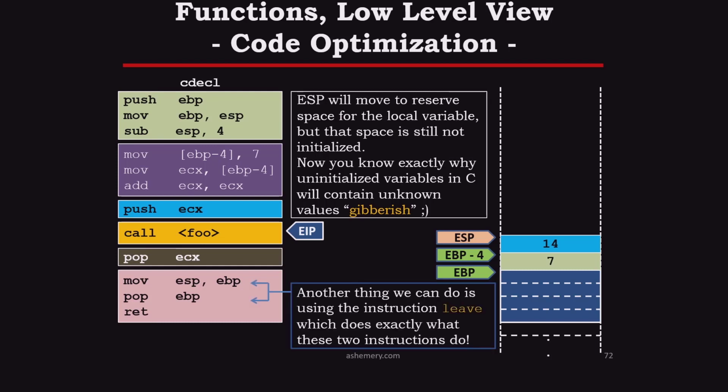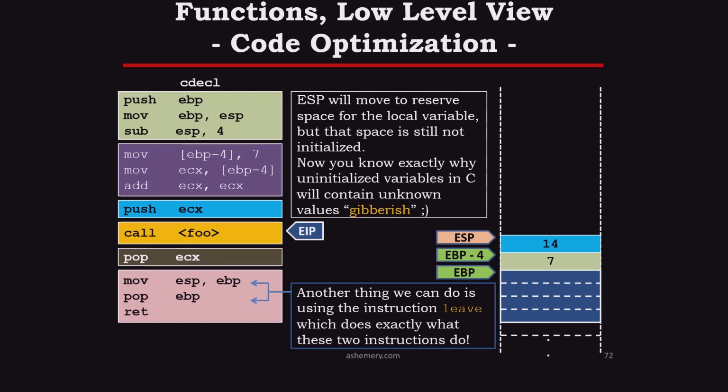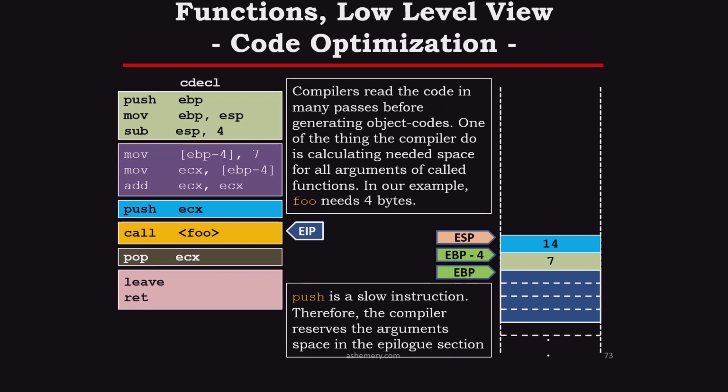Let's continue. Another thing which the compiler can do also to save space and make things faster is replace both move ESP EBP, which is when we restore, in the epilogue, where we want to delete the stack frame, and then pop EBP. So we can replace those with one single instruction, which is the leave instruction. So instead of having move ESP EBP and then pop EBP, we'll just do leave. What leave is actually doing is the move ESP EBP and then the pop EBP.